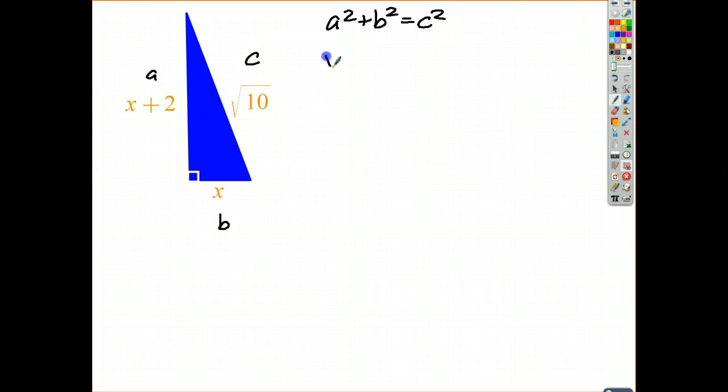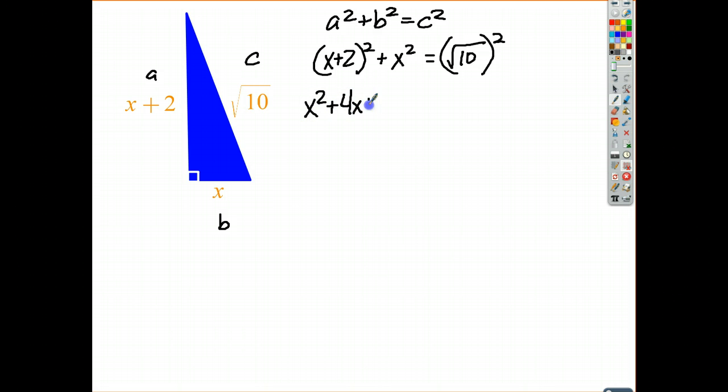So we're going to get x plus 2 squared plus x squared is going to be equal to radical 10 squared. Now this is a binomial, and we're going to square it. If you remember, this is going to look like x squared plus 4x plus 4. Then plus x squared is equal to the radical 10 squared, which is going to be 10.